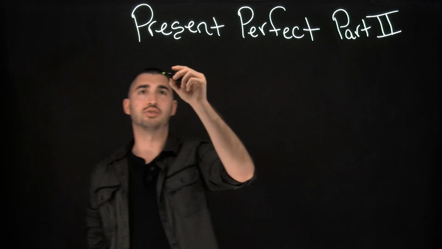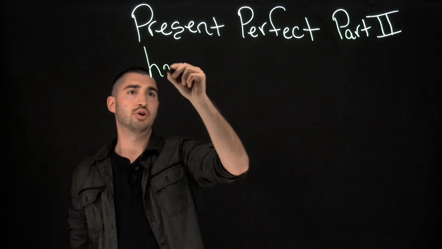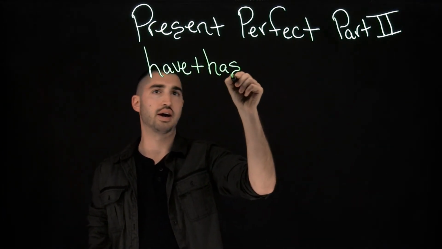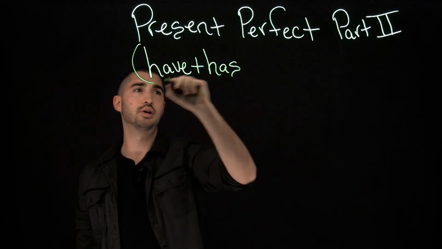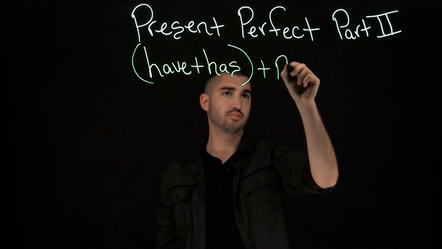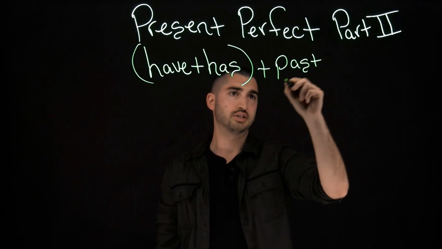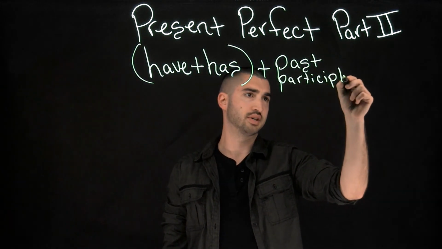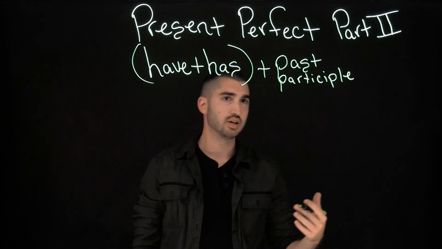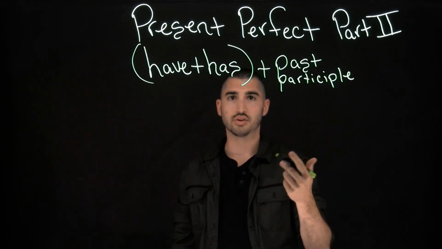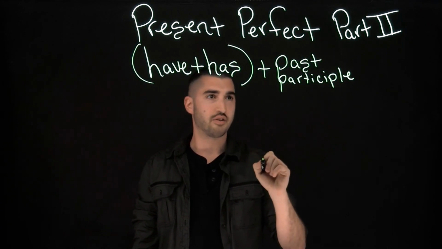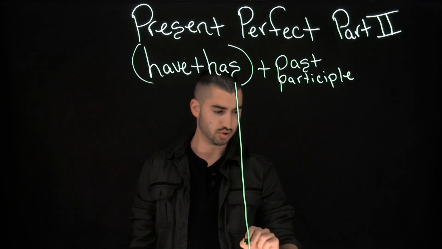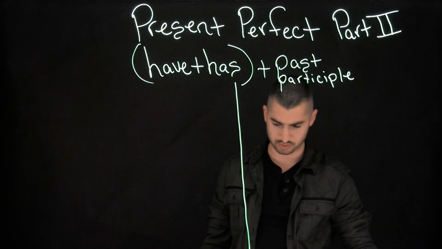And just as a reminder, to form the present perfect, we use the helping verbs have and has, plus the past participle, which is basically just the past tense of the verb, just the ed, if it's a regular verb, but if it's irregular, you have to know that form. And I'm going to divide the board into two pieces, and I'm going to give you some examples.